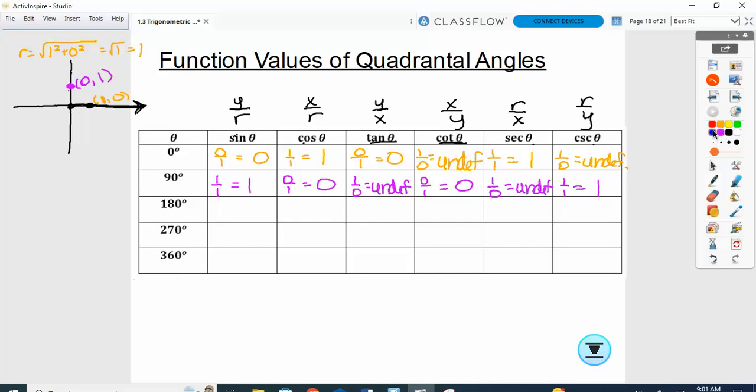All right. So far, so good? Let's figure out 180. What point would I have to use for 180? My x would be -1 and y is 0. When you find r, if you do -1 squared, r is still 1. When we're picking these nice points, it's turning out that r is 1 every time. Okay, so sine is y divided by r. So 0 divided by 1 is 0. Cosine is x divided by r, so -1 divided by 1.